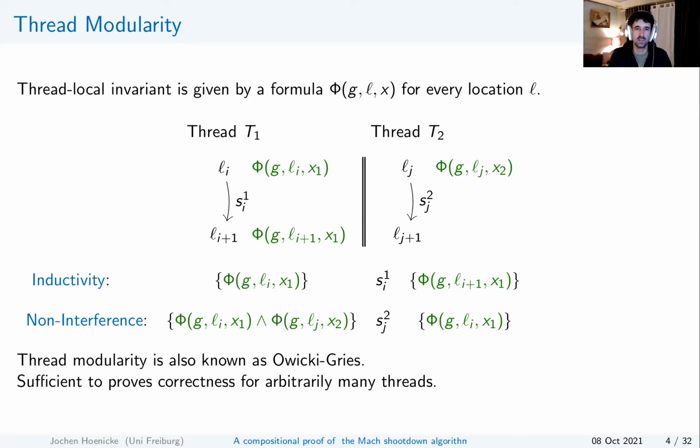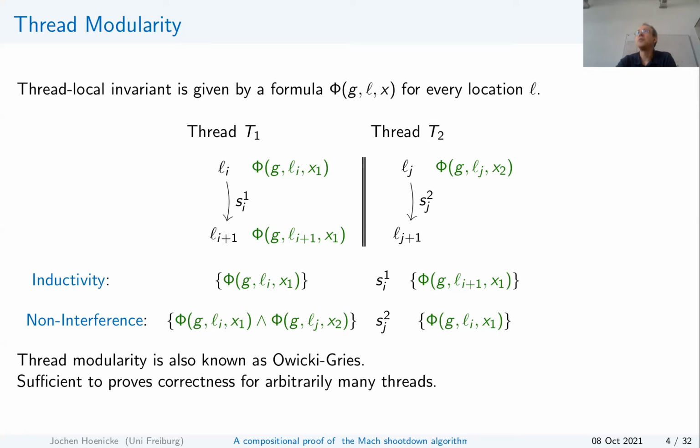Okay, but it's not given that you can prove any property with a thread modular proof. So yes, this is problematic. In this case, for example, we cannot even state the property that two threads are in the critical section, because this is not a thread local property.